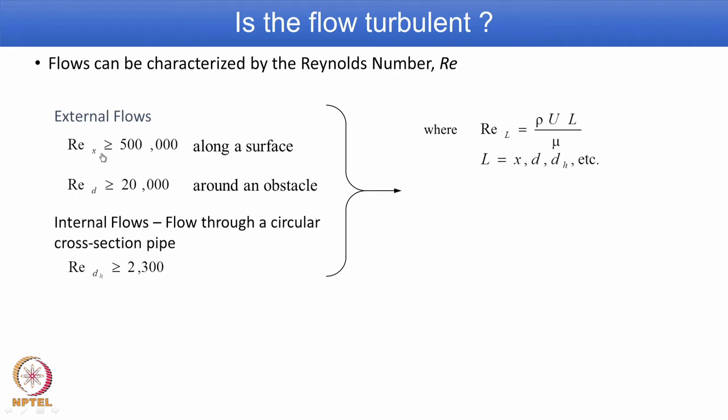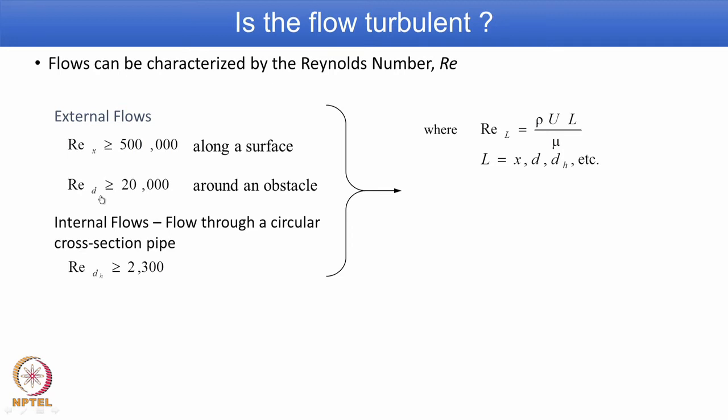Now, that flow becomes turbulent if the Reynolds number defined based on the distance is greater than or equal to 500,000. Next situation, flow past an obstacle or a building or a square cylinder, etc. Then the Reynolds number is defined accordingly. The dimension, for example, if it is a building, can be a cross section or it can be height, you have to define accordingly. Then Red, if it is greater than or about 20,000, the flow can be characterized as a turbulent flow.